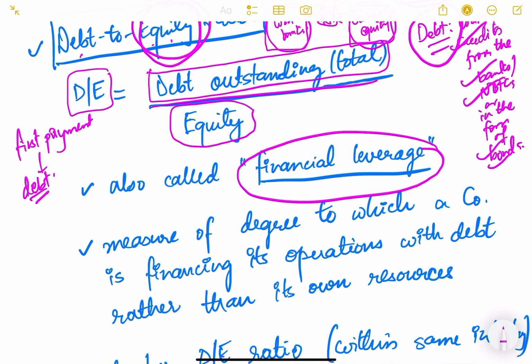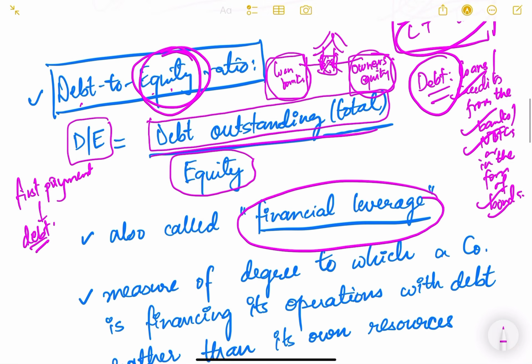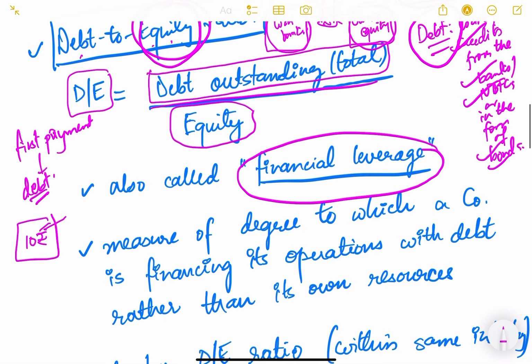See why it is called leverage. For example, your total business is say 10 rupees. The total asset that you have is 10 rupees. Out of this 10 rupees, 8 rupees you have taken as loan from the bank, and 2 rupees you have put in yourself. So by putting in 2 rupees, you are obtaining a loan of 8 rupees to run a business of 10 rupees. So you are leveraging your own money.